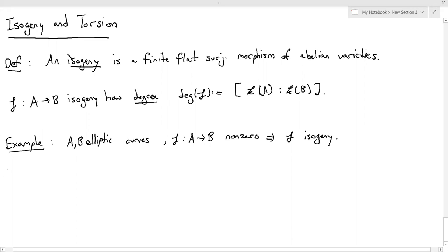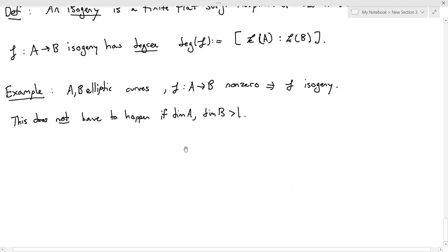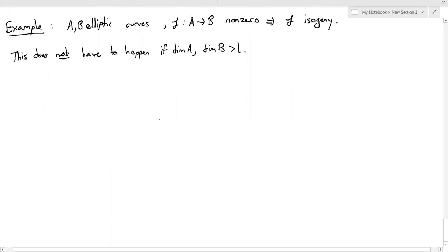And this sort of thing does not have to happen if dimension A and dimension B are bigger than one. I won't give a counterexample; I invite you to construct your own. I think it's fun. But what we can say is this: if we want to understand what isogeny looks like, in this case A and B had the same dimension, dimension one. And that's not an accident.